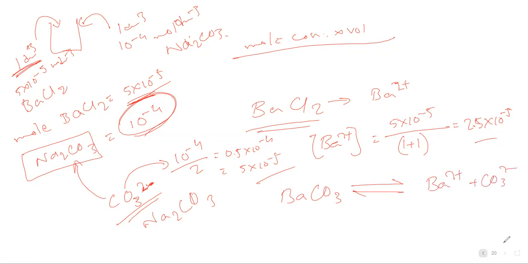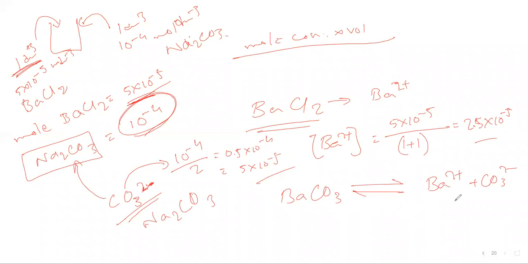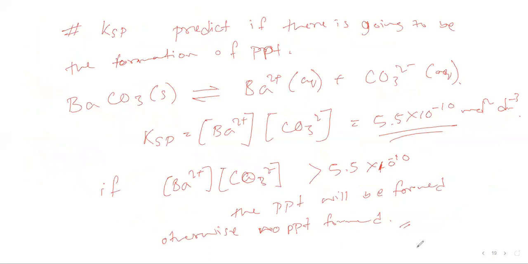We already know from the previous part that the KSP for BaCO3 should be 5.5 into 10 to the power minus 10. Now we need to find the KSP value from the given information which they have provided us with. So KSP is what? Ba2 plus and CO3 2 minus. Combining them, we get a result in this case, which is 1.25 into 10 to the power minus 9. Since this value is what? I mean, is it less or more?